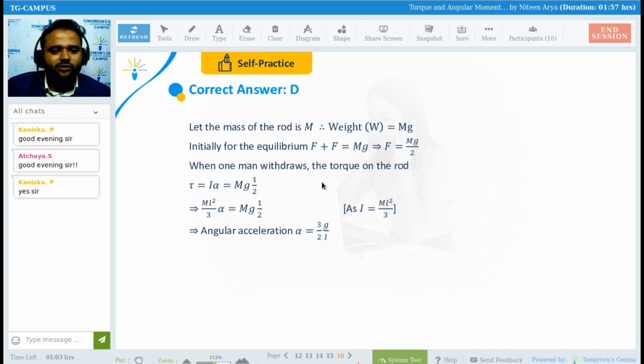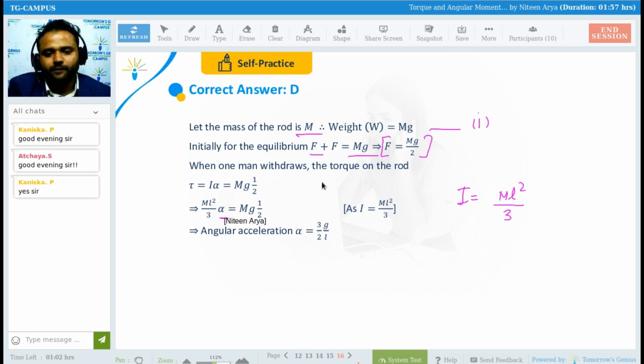First of all, let the mass of the rod be m, so the weight is going to be mg. First equation: initially in the equilibrium case, both apply the same force, so mg is going to be 2f, and then this force is going to be mg by 2. When one man withdraws the hand, the torque on the rod is tau equals I alpha, and that is mg by 2. Why mg by 2? Because this force is going to be upward. And I, as I already told you, is the moment of inertia, ml square by 3 at one end of a rod. So we compare this and find alpha.